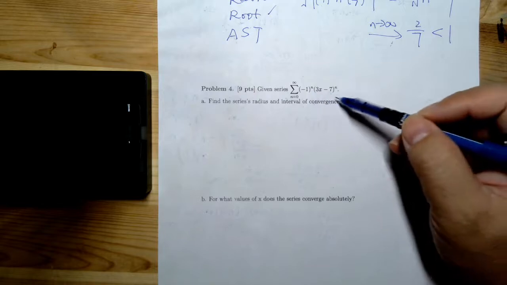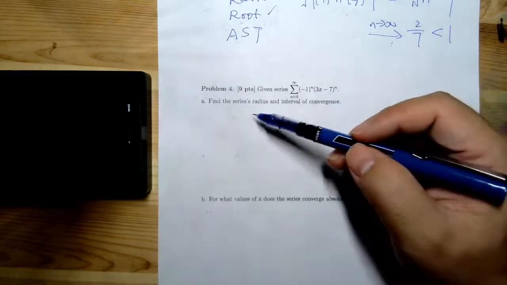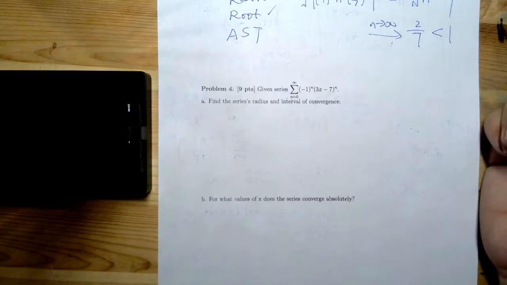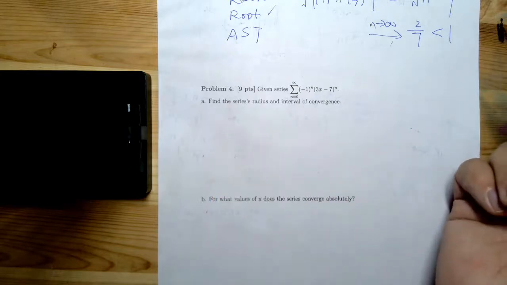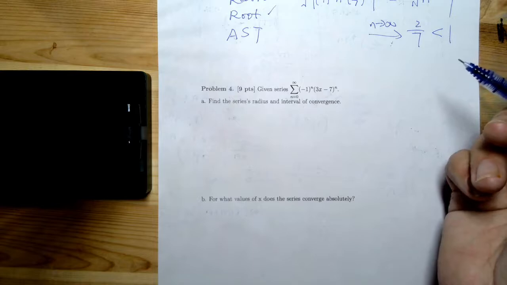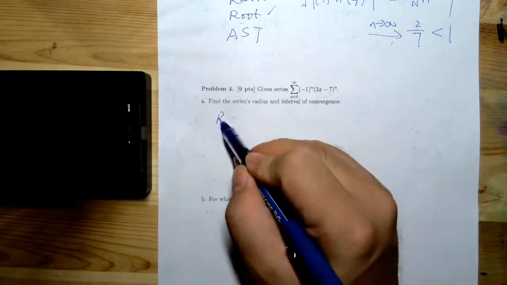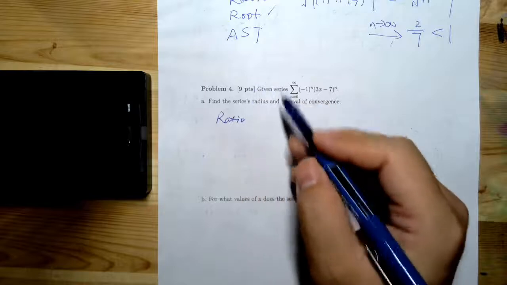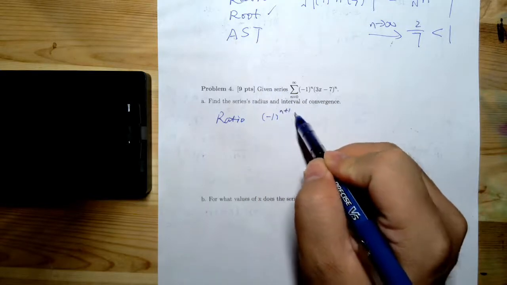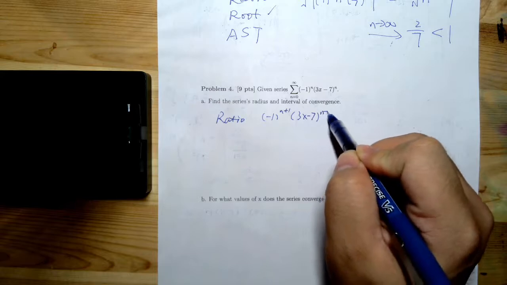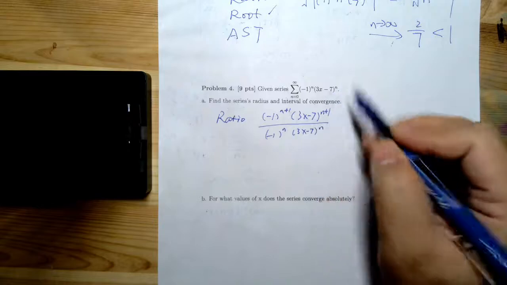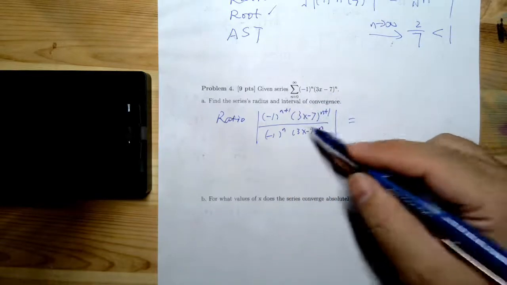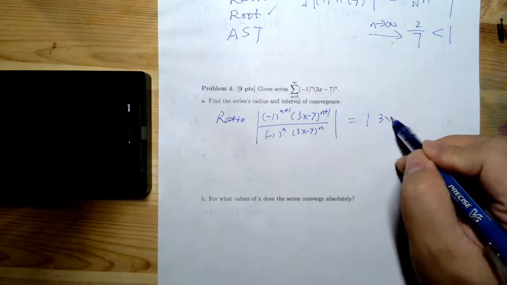So now let's look at the other problem here. We have a series here, and I'm asking you to figure out the radius and the interval of convergence. We can use ratio or root, it doesn't matter. So we can use the ratio again. Negative 1 to the power n plus 1, 3x minus 7 to the n plus 1, over negative 1 to the n, 3x minus 7 to the n, right?